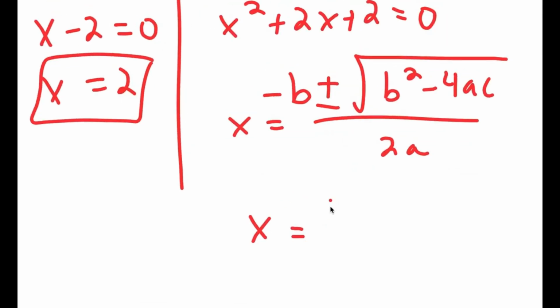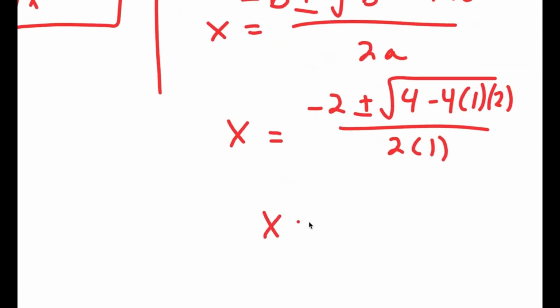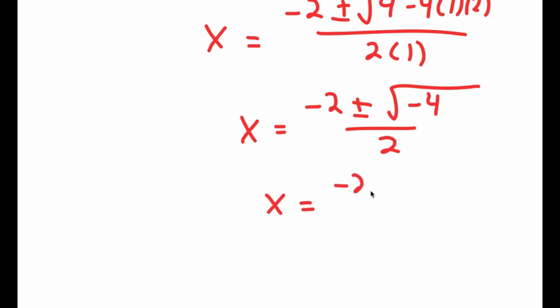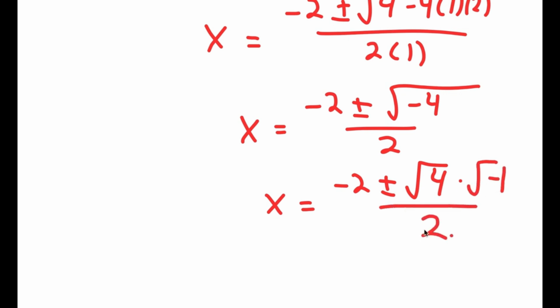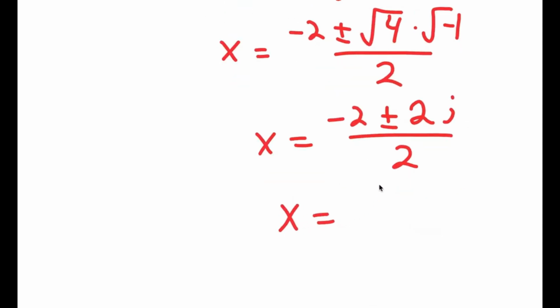So I get x is equal to -2 plus or minus the square root of 2 squared, which is 4, minus 4 times a, which is 1, times c, which is 2, all over 2a, so 2 times 1. And now this is equal to -2 plus or minus the square root of 4 minus 8, which is -4, over 2, which is equal to -2 plus or minus the square root of 4 times -1 over 2, which is equal to -2 plus or minus 2i. Square root of -1 is the same thing as i, over 2, which is the same thing as -1 plus or minus i.